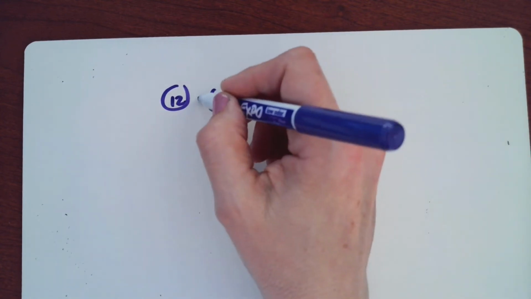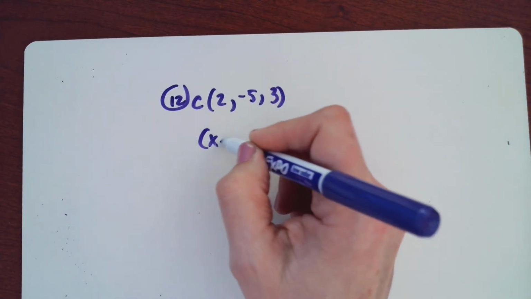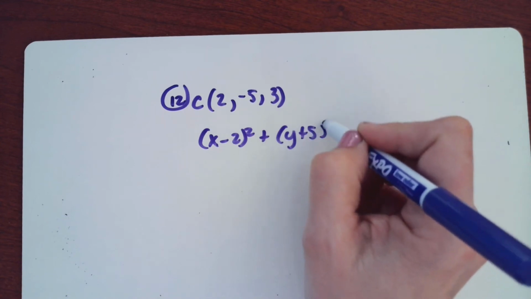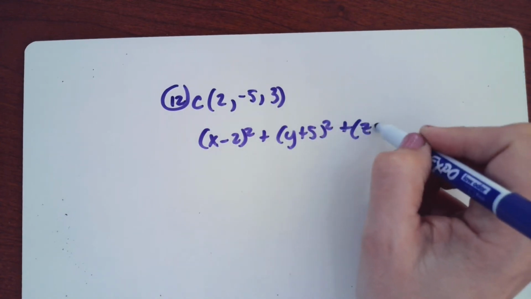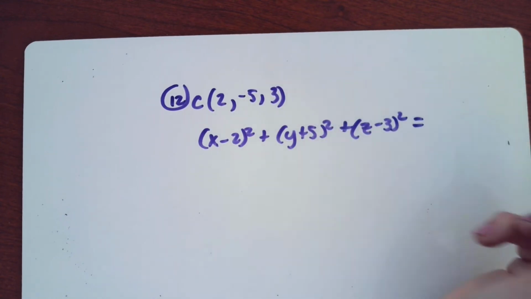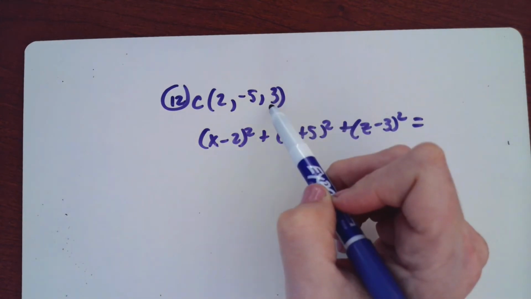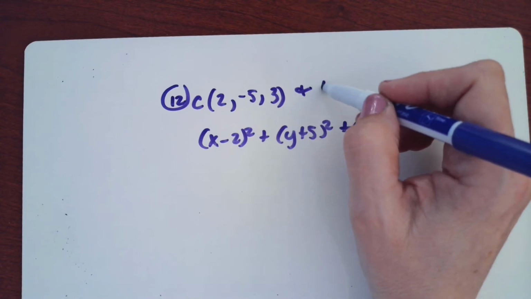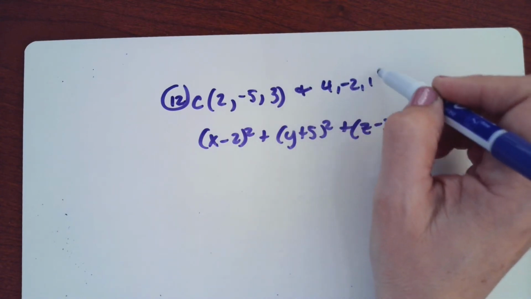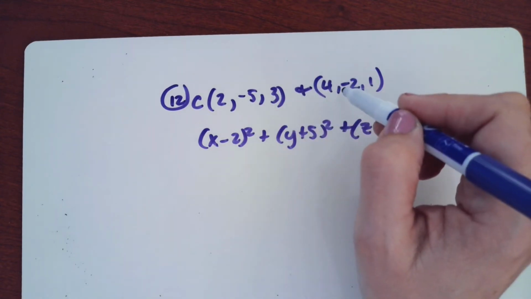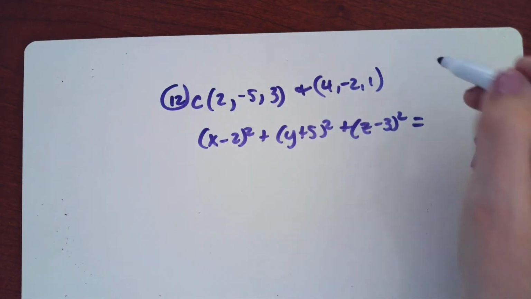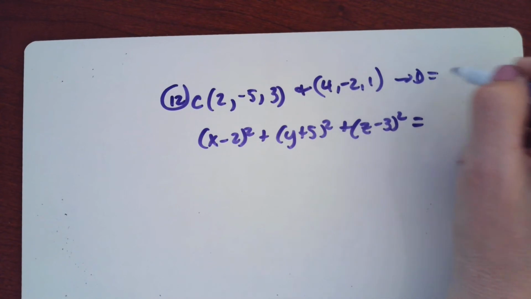So there's my center. So I now know I can do x minus 2 squared, y plus 5 squared, z minus 3 squared, but this is my center. I need to use my center and one of those endpoints. I'll just use 4, negative 2, 1, because the distance between the center and that endpoint of the diameter is going to be the radius, and I need that squared over here. So that distance right there, I have to do the square root.